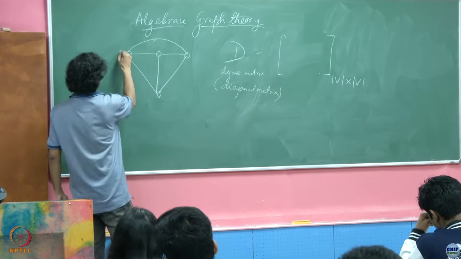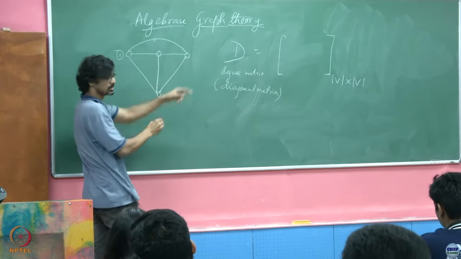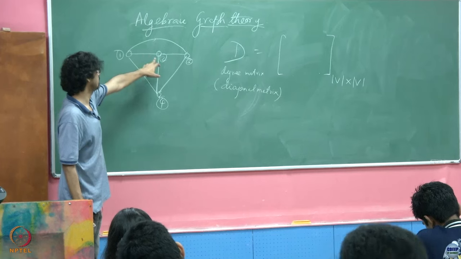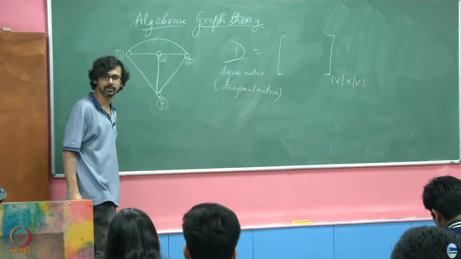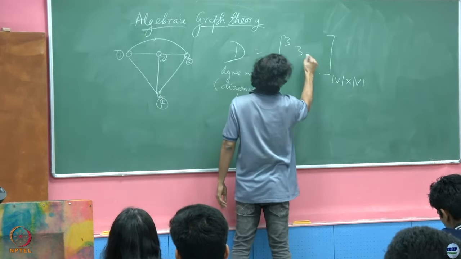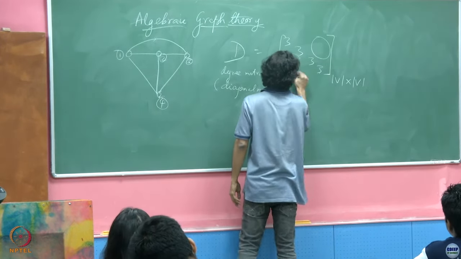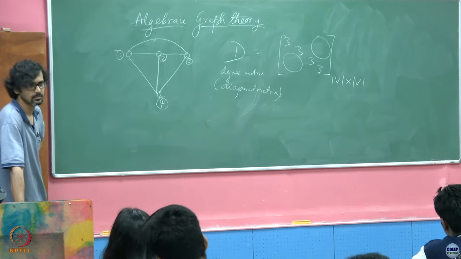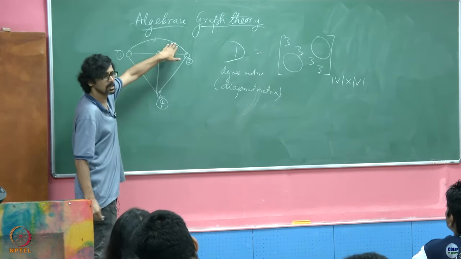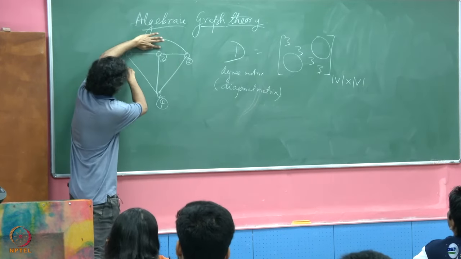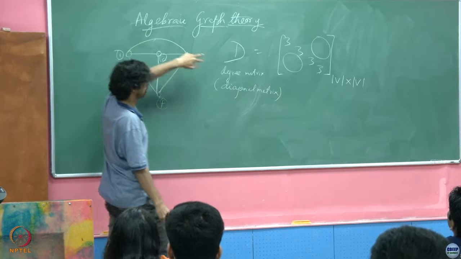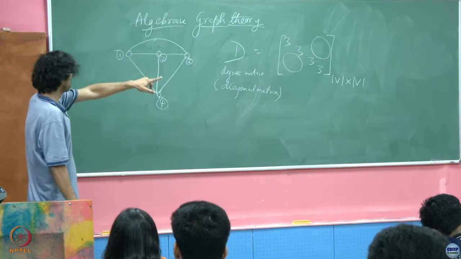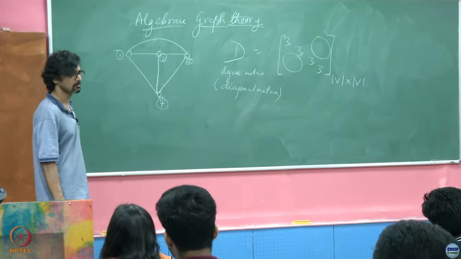What's the degree of this? Let's immediately give numbers to these vertices here: 1, 2, 3, and 4. So the degree of 1 is 3, the degree of 2 is 3, the degree of 3 is 3, and the degree of 4 is also 3. So it just so happens that in this case, it's just this diagonal matrix. That's the degree matrix. Mind you, it need not be like this, some multiple of identity. If I remove one of these edges, then the degree of 1 and degree of 3 would reduce to 2 each. So these numbers would have become 2 and 2. Right? So this is a degree matrix.